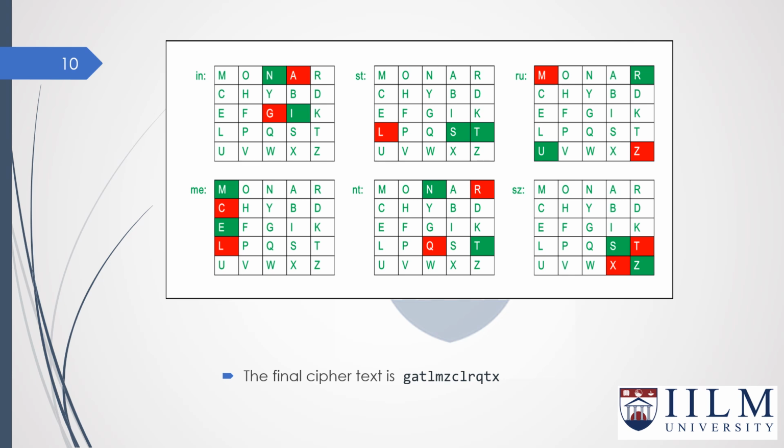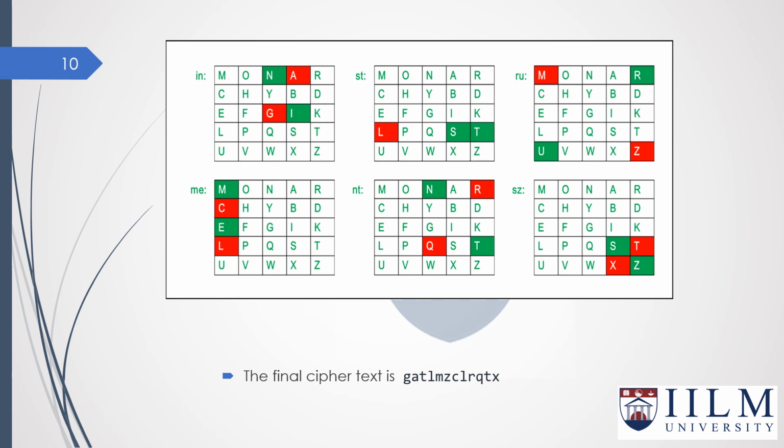Likewise, for ME, M and E both are in a single column. When it is in a single column, we need to take the next letter down. Okay? If it is in a row, we need to take the right side of that letter. If it is in a column, we need to take the letter downwards. So for M, the down letter is C, and for E, the down letter is L. So we need to take CL.